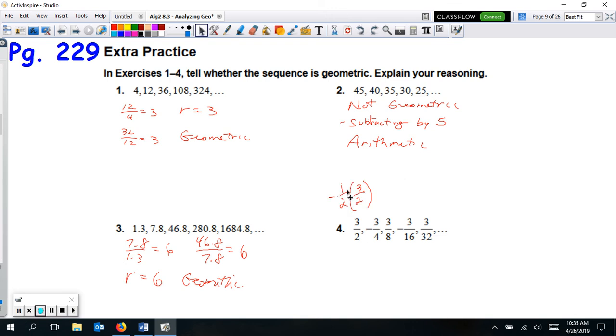So it's like doing this. Negative 1/2 multiplying this 3 over 2 gives me my negative 3/4. And then if I multiply that by a negative 1/2, that will give me a positive 3/8. So this has got a common ratio. The common ratio is a negative 1/2. That's what we're multiplying by every time. So yes, this is a geometric sequence then. All right, let's continue on with our notes.